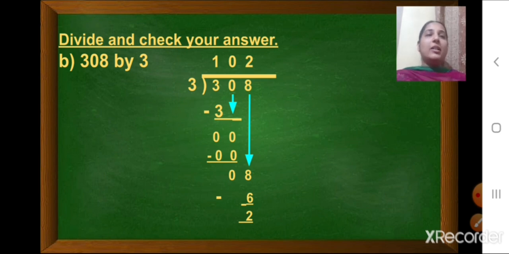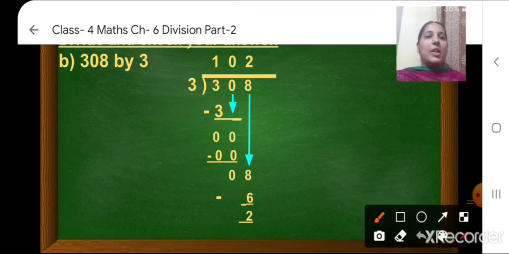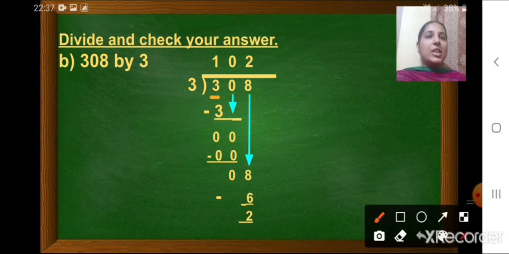308 divided by 3. So what is 308 here? 308 is the dividend, whereas 3 is the divisor. So let's divide. First we'll take the first digit in the dividend, the leftmost digit, which is 3 here. So 3 1 times will give us 3. So 3 ones are 3.